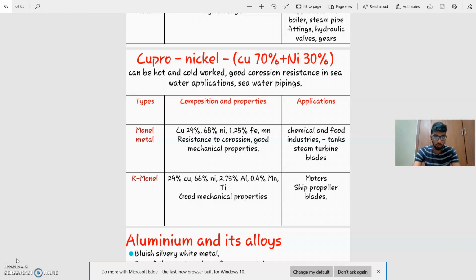K-Monel: 29% copper, 66% nickel, 2.75% aluminium, 0.5% Mn, and titanium. Good mechanical properties, and applications are motors, ship propellers, blades.